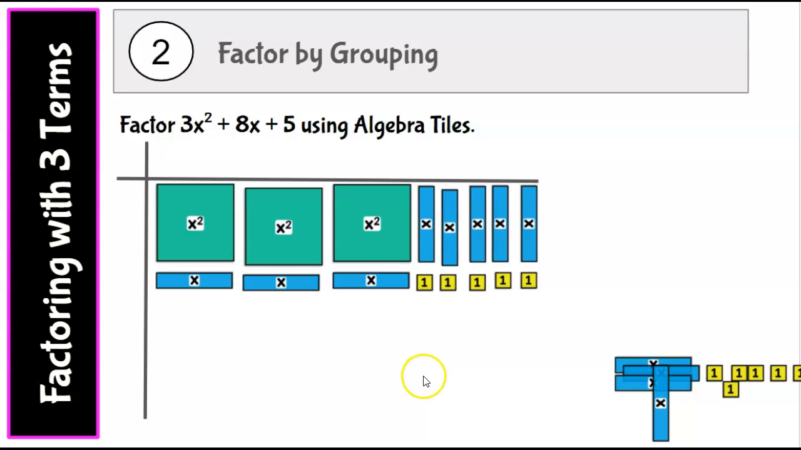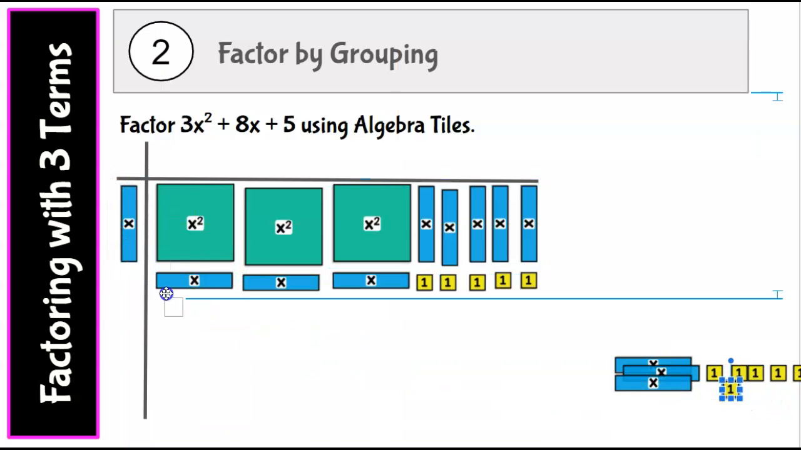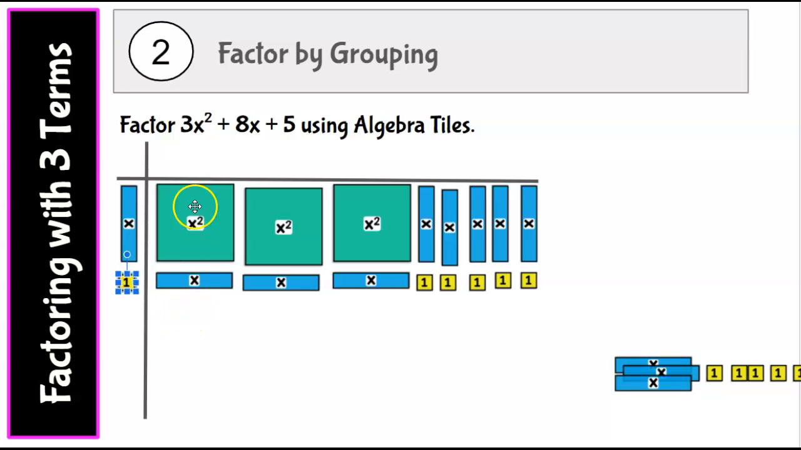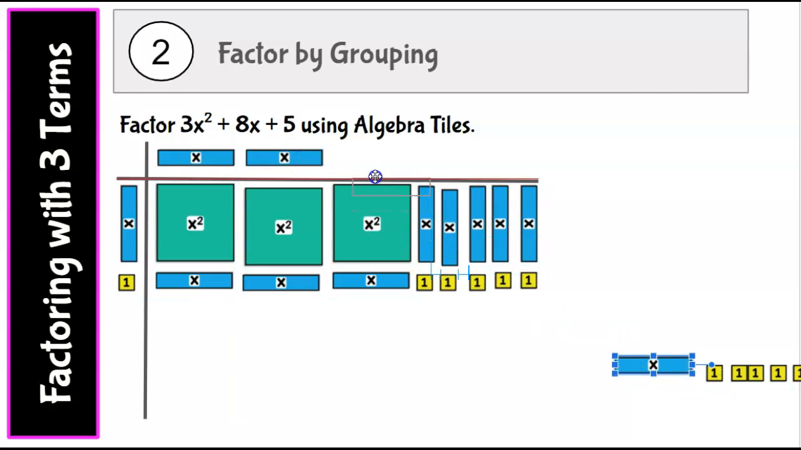And then you do the greatest common factor like we just did. So what these have in common is an x, and then these all have a 1 in common, and then these have an x in common, and these have an x in common, and these have an x in common, and then these have a 1.